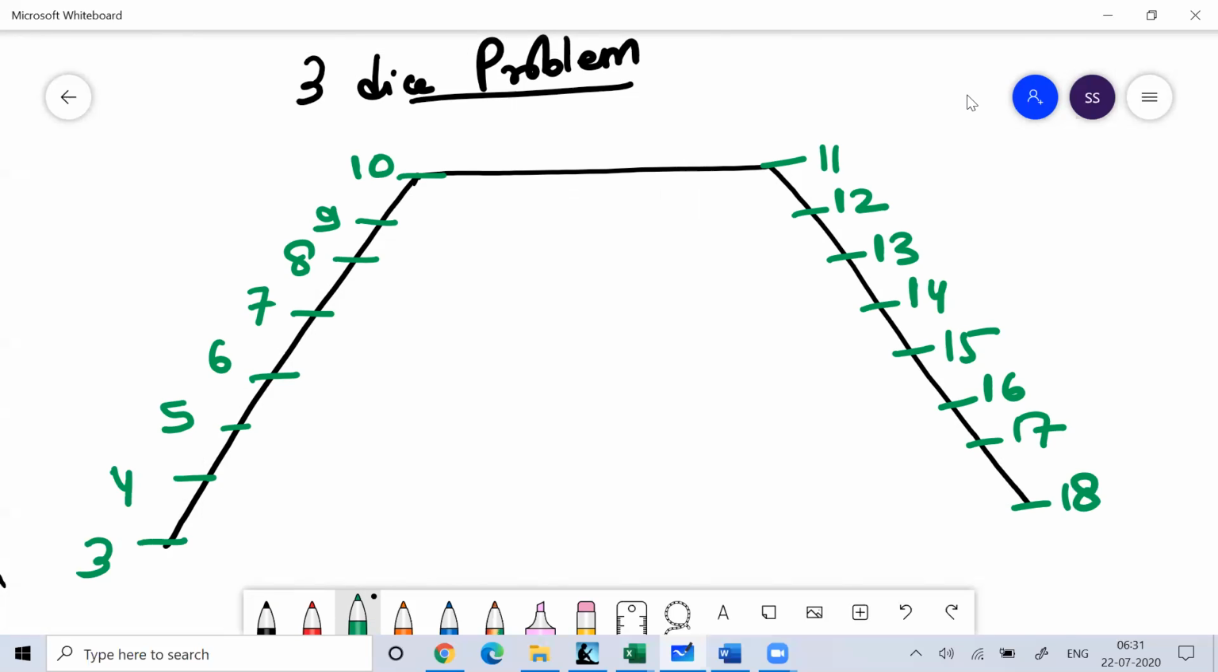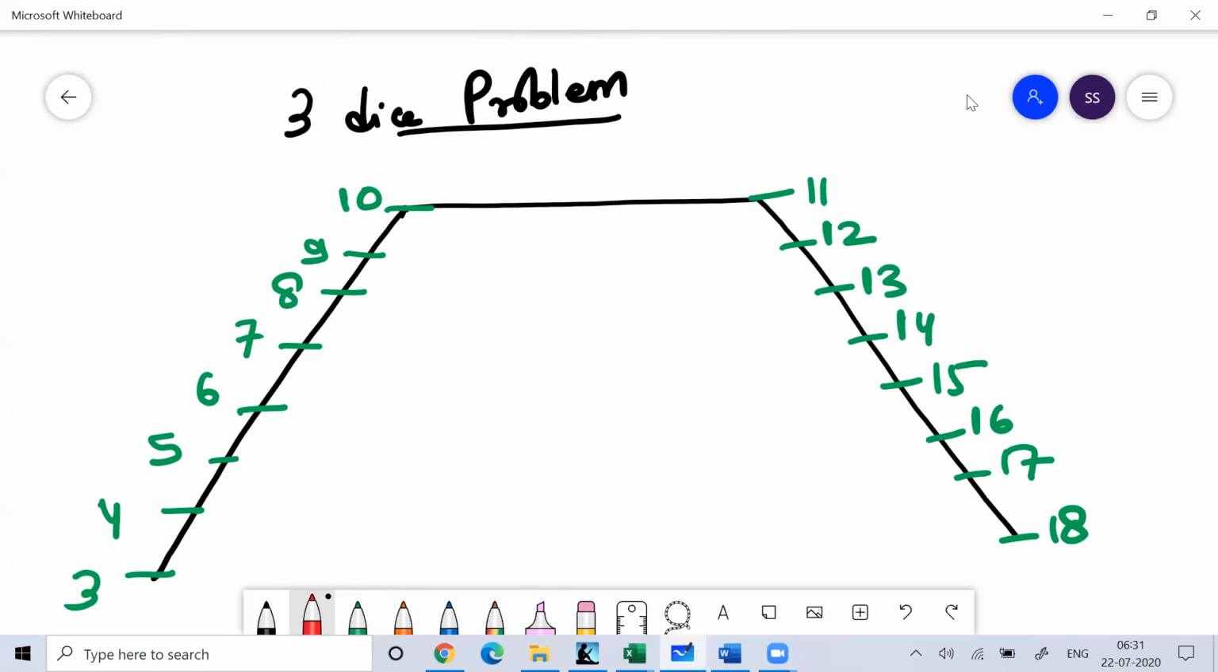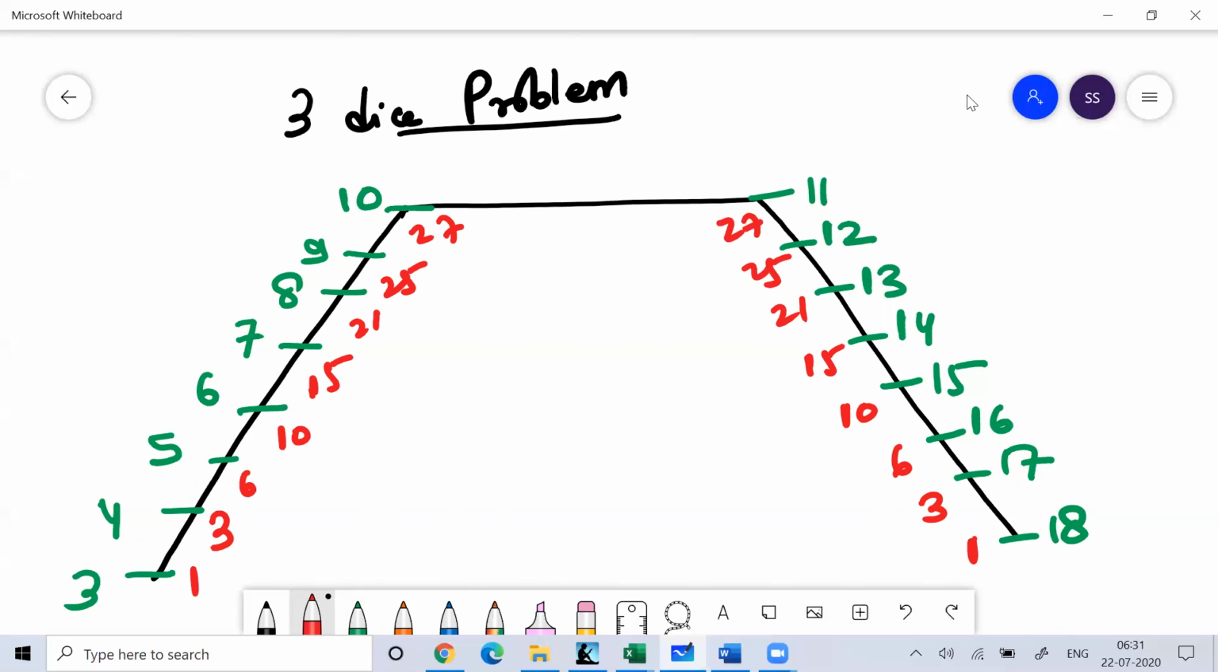Now, when we are dealing with the three dice problem and I am talking about the sum, the number of ways would be 1, 3, 6, then 10, then 15, then 21, then 25, then 27. So again, this would be like this: 1, 3, 6, 10, 15, 21, 25, 27. If you remember this, you can solve a three dice problem very easily whenever you get it in a competitive exam. It won't be a big problem for you.